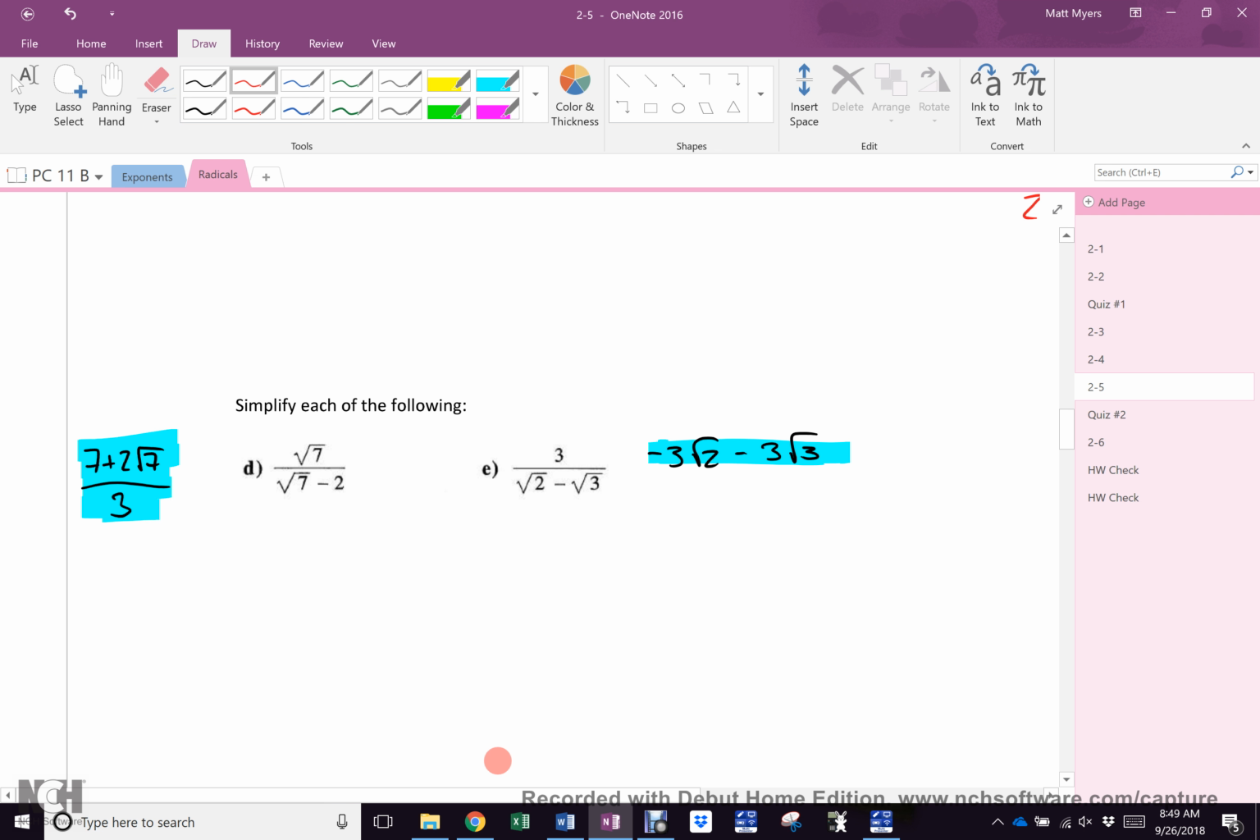Of course that matters. Can you add 7 plus 2x to get 9x? No. So, of course, you can't do that here, because this is not 2. This is 2 times the root of 7. They are not like terms.